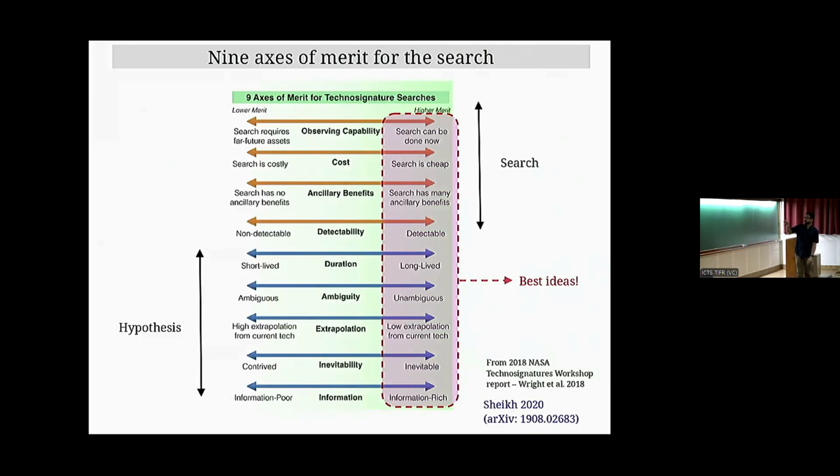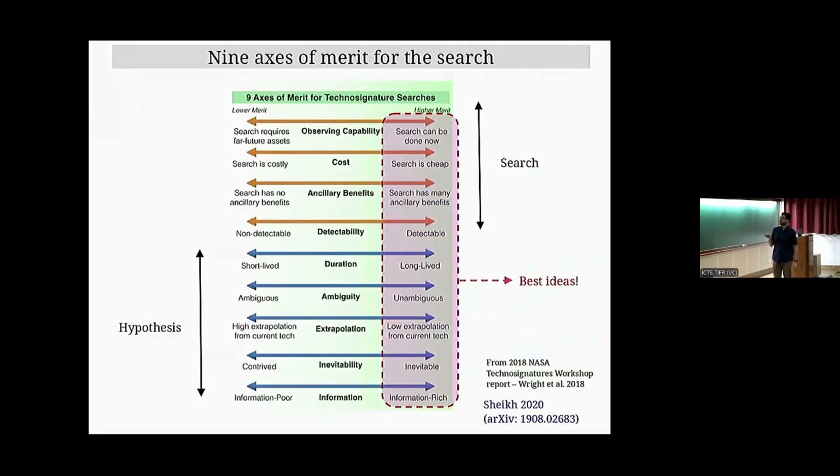Now, for the 4 axes of merit for searches, all of you are familiar with this one. Whenever you are doing FRB searches or pulsar searches, you are following the same common sense logic. First of all, the objects that you are looking for should be detectable. The search should have many ancillary benefits. That is why many people are going for commensal surveys. The search should be cheap, and the search should be done now, in the sense of in a decade or 2. If it is far away in the future, it doesn't make sense to think about it.